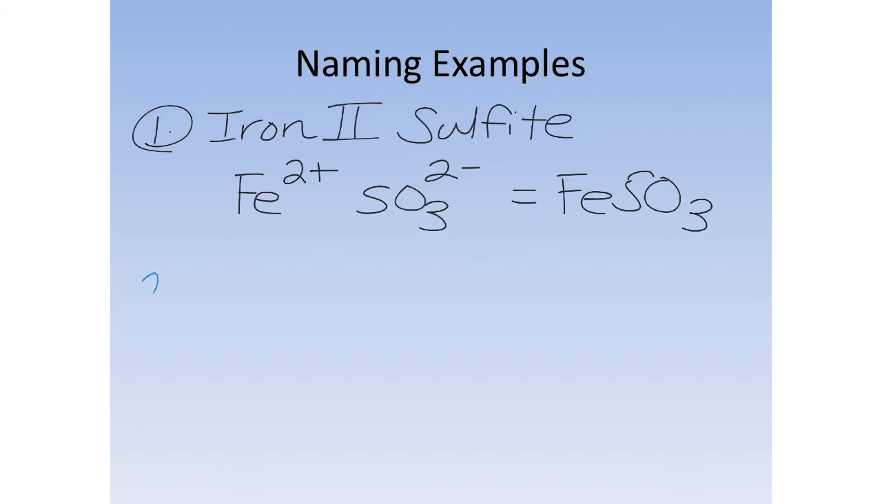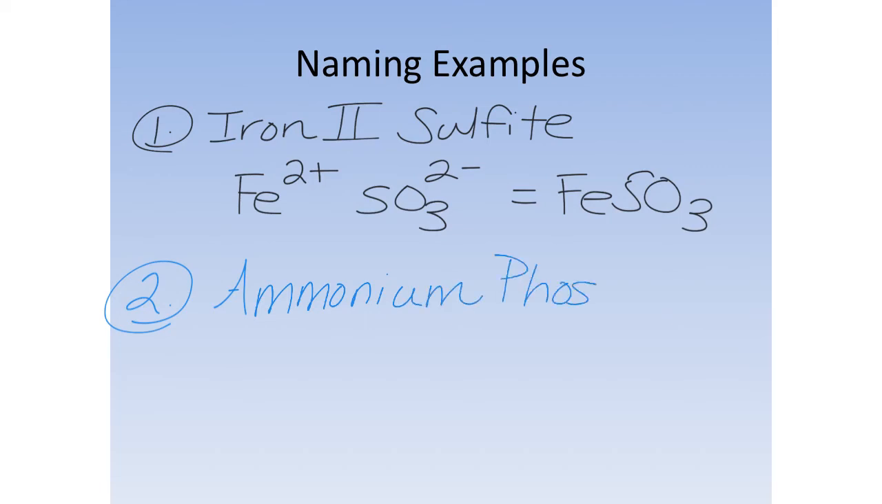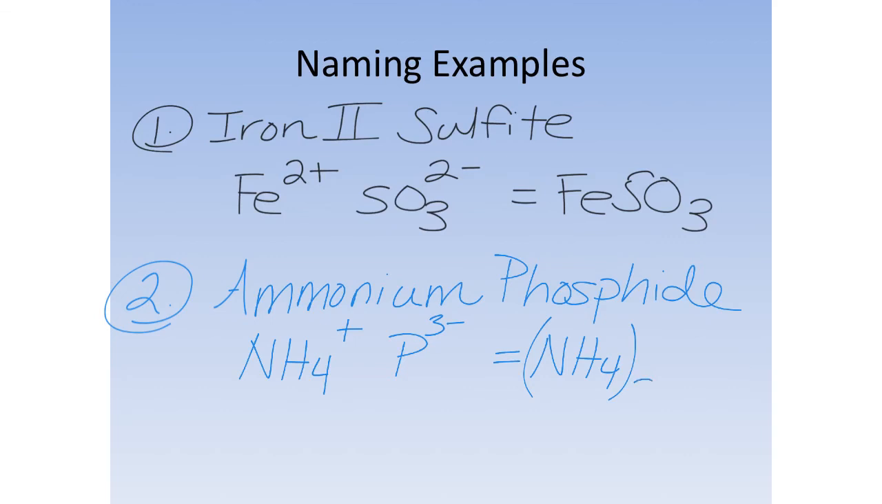All right, example number 2. Ammonium phosphide. Okay, so ammonium, one of our polyatomic ions, NH4 plus 1. Phosphide, it's not a polyatomic, just phosphorus. Phosphorus has 5 valence electrons, so it would make a minus 3 ion. So then it would be NH4 3 P.